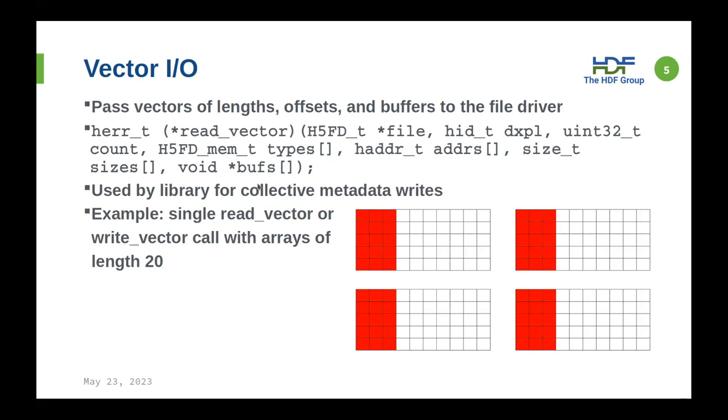In this case, it'll be a single read vector or write vector call with count equal to 20. Then the addresses will be this address and this address and this address, and so on. And the sizes will all be 3 times whatever the length of the element is. And the buffers will be pointers into the read or write buffer at the appropriate locations, depending on the memory selection.